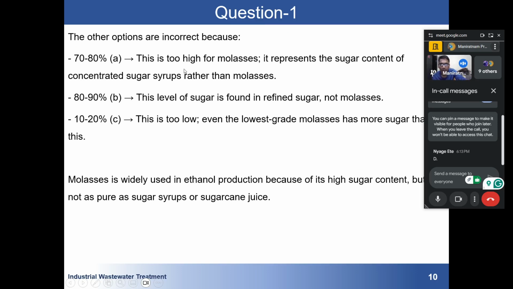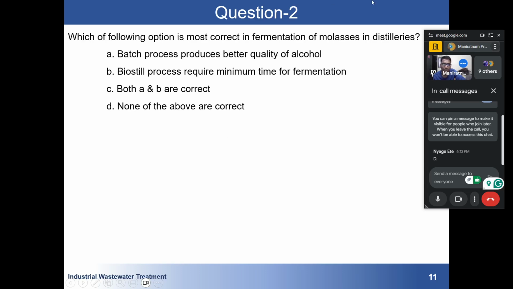This is too high for molasses. It represents the sugar content of concentrated sugar syrup rather than molasses. This is the sugar in the refined sugar that we generally use. Okay, now this is too low, even lower than the lowest sugar molasses. Molasses is widely used in ethanol production because of its high sugar content, though it is not as pure as sugar syrup or sugar cane. Okay, so this was question number one.